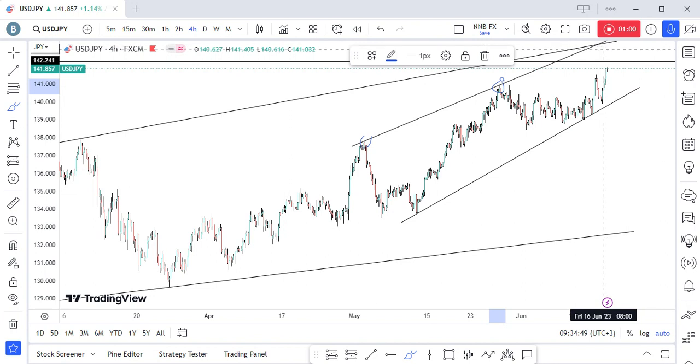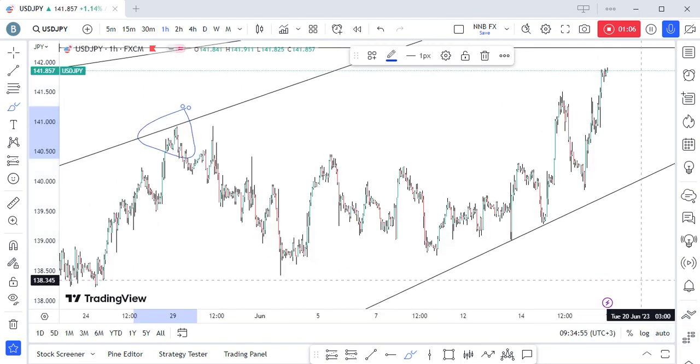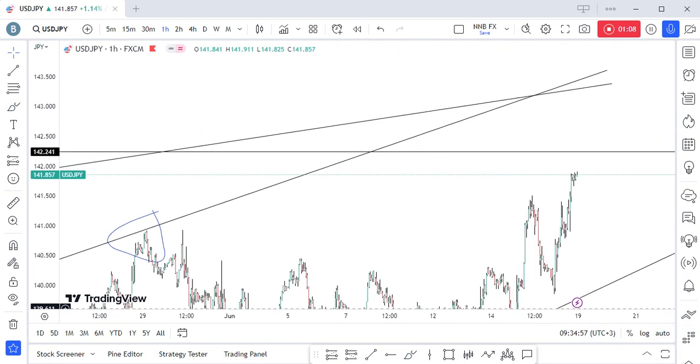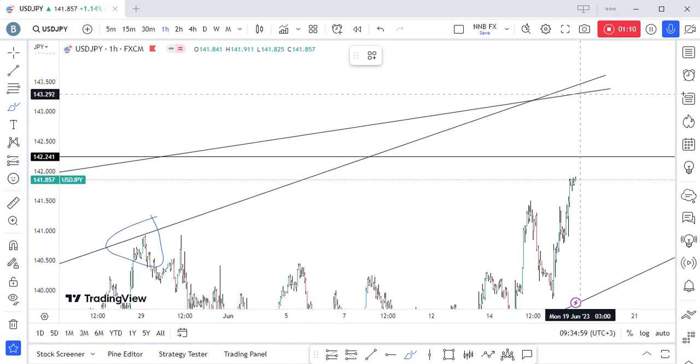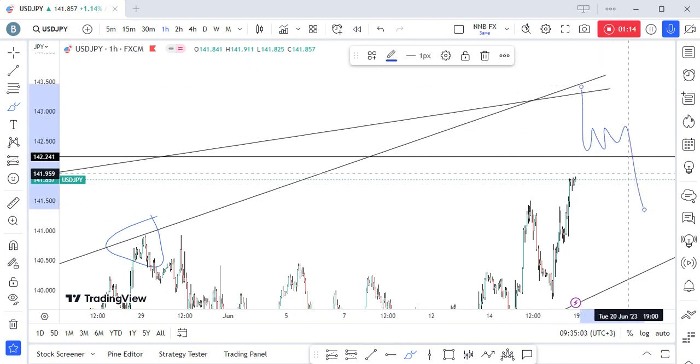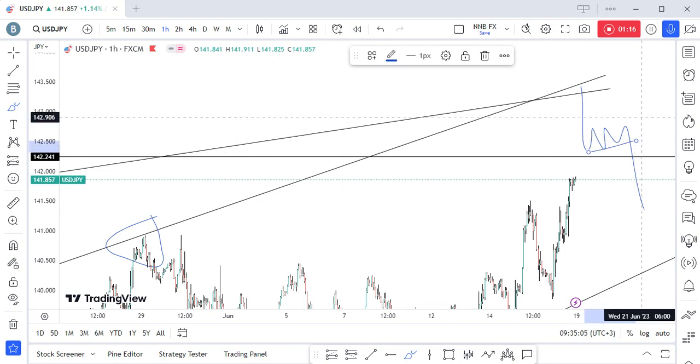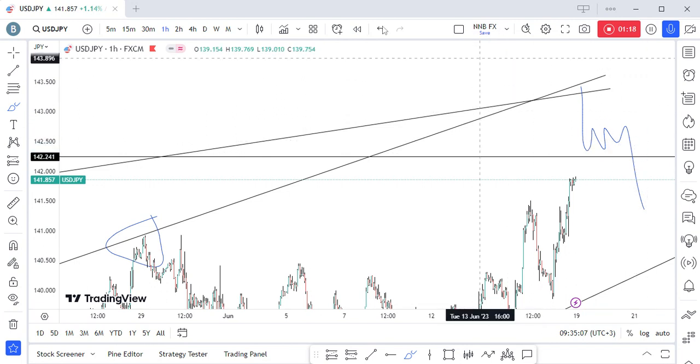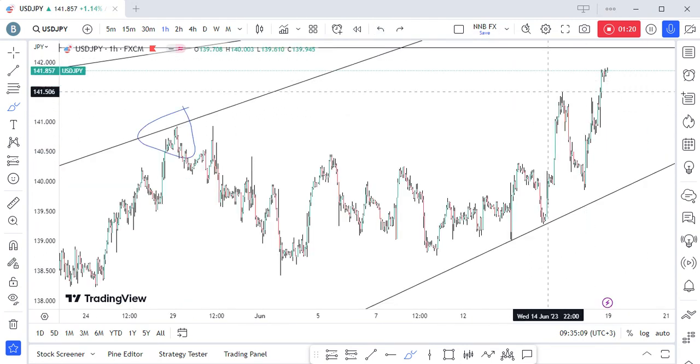If it gets to these areas impulsively, I'll wait for the market on the 1 hour time frame to impulse down. I'll wait for the market to impulse down and then give me a correction, and then I'll enter on the break of that first correction. So that's our first pair. We'll go to the second pair.